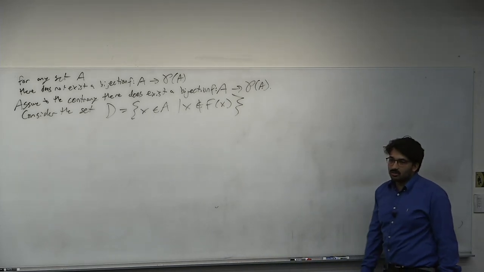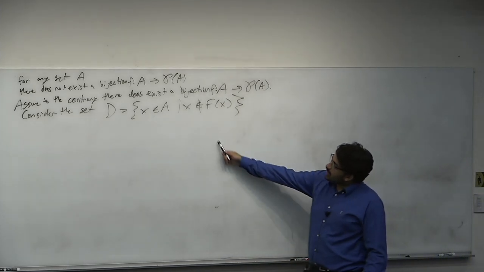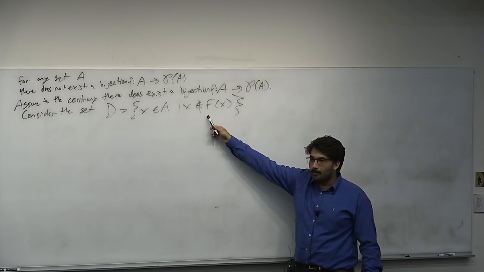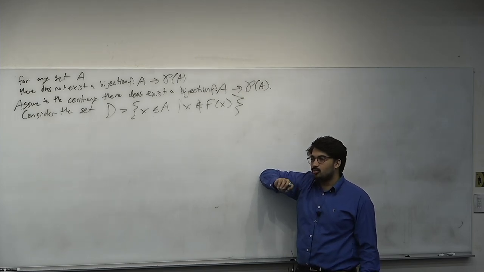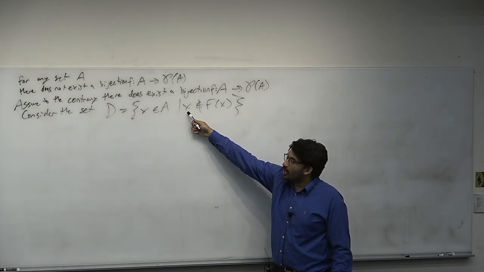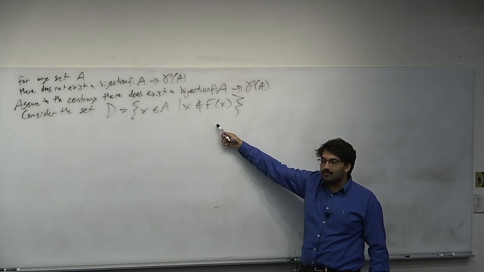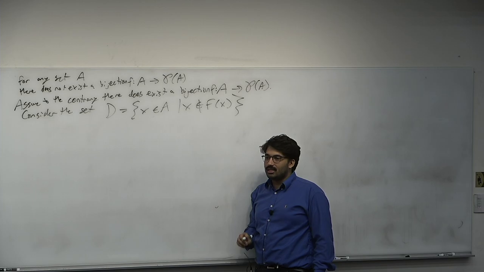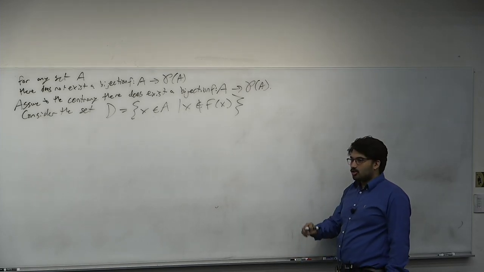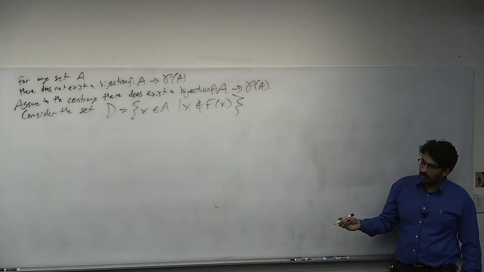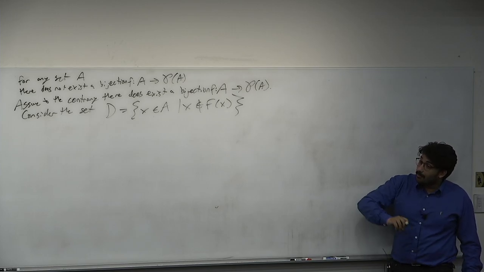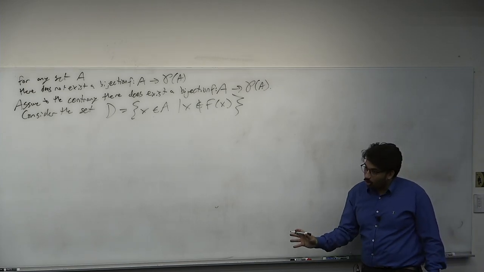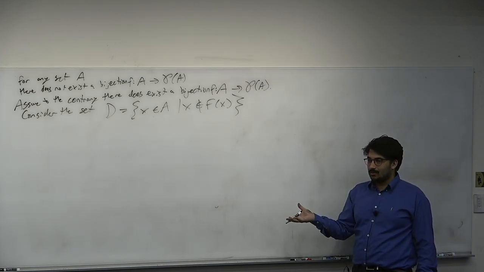Let's take a second to observe this notation. We are taking a set, and we are considering a subset of A. We are considering the elements to be in A, those which are not mapped by the function, whatever this bijection is, to a set that also contains X. So whatever elements are not mapped to themselves, not necessarily to themselves, but not mapped to a set containing itself, those are the elements that are in D. Okay?